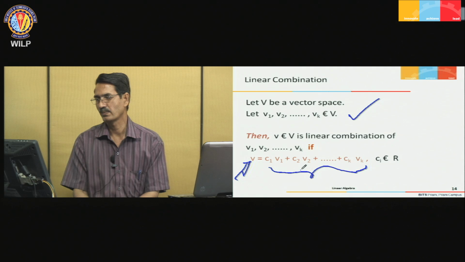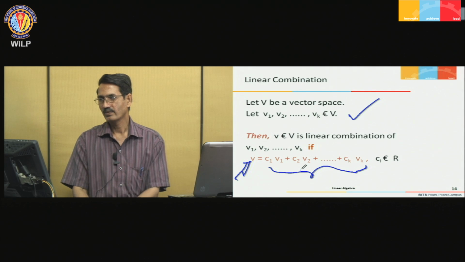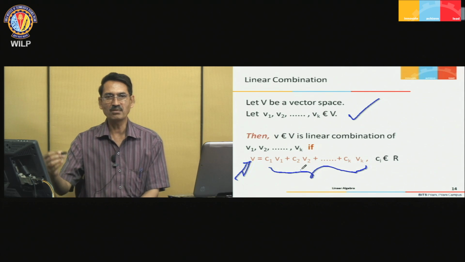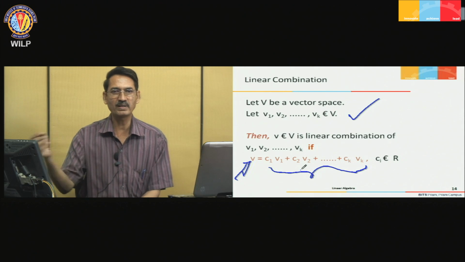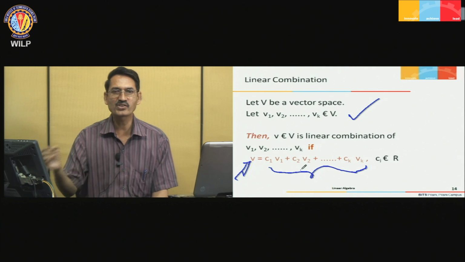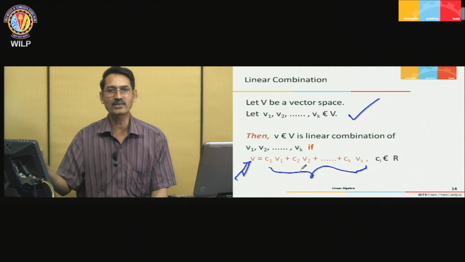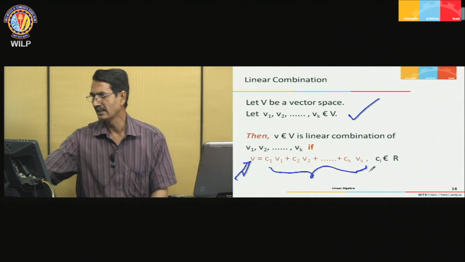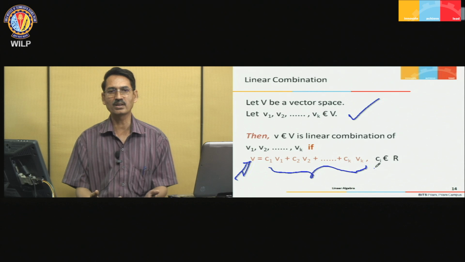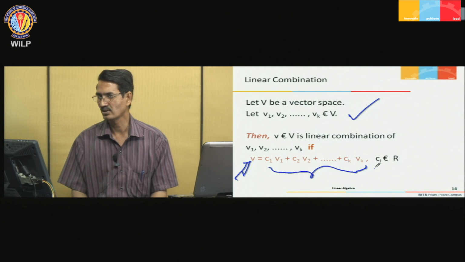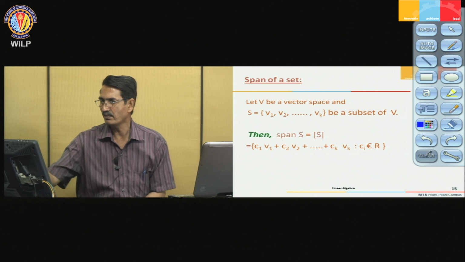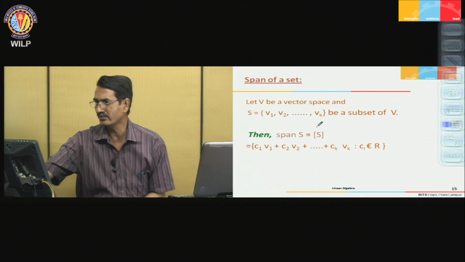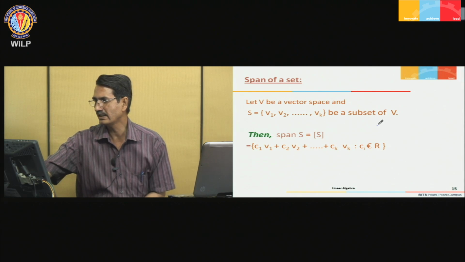See once more. If v1, v2, v3, ..., vk are elements of V, then the linear combination of v1, v2, ..., vk means c1 into v1 plus c2 into v2 plus c3 into v3 and so on plus ck into vk. This is called a linear combination of the elements v1, v2, ..., vk. Simple meaning.